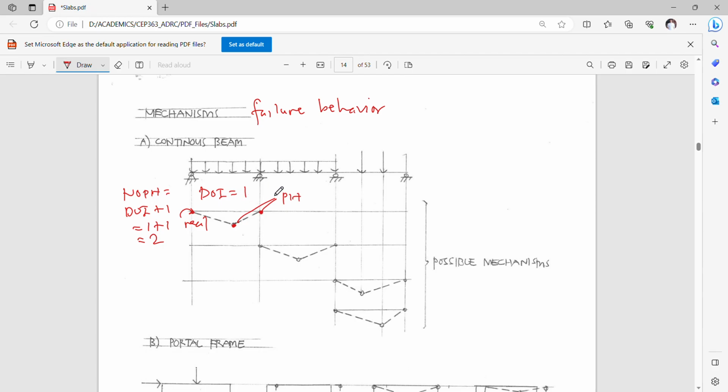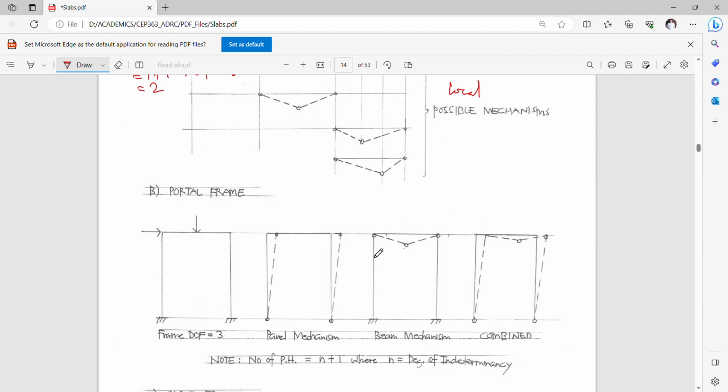So it depends upon your interpretation of the external connectivity or external boundary condition in terms of your support, upon which your number of plastic hinge formation may be determined. So these are all possible local mechanisms that we may expect to happen in terms of the failure of the system.